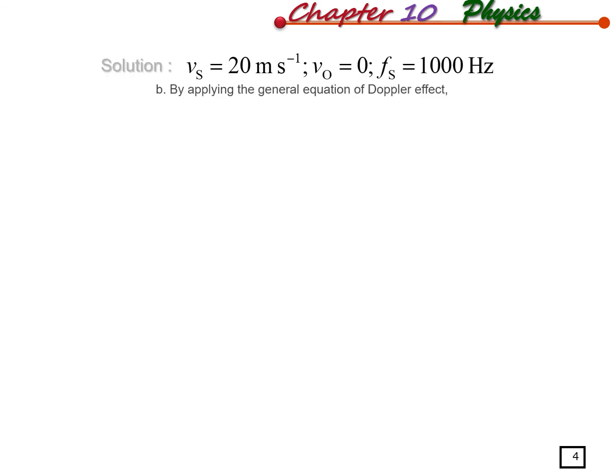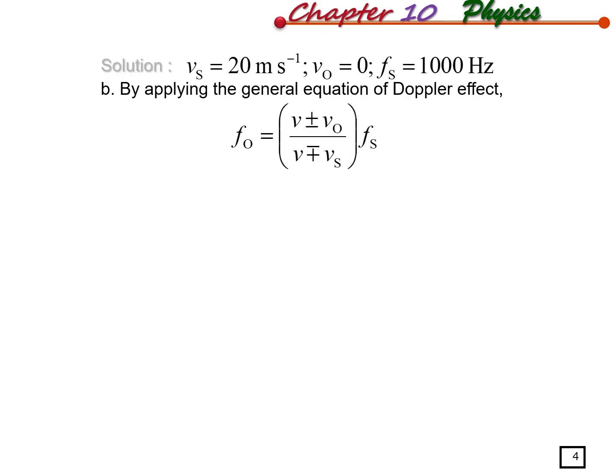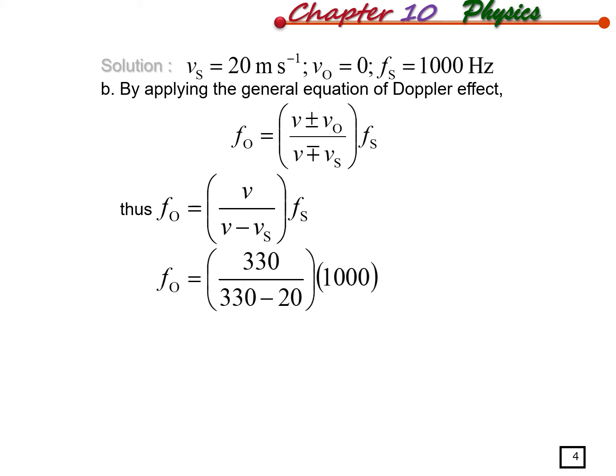And then for question B, applying the general equation, we have plus or minus VO over V plus or minus Vs, where VO represents the observer and Vs represents the source, and Fs will be the frequency of the source, and f is the frequency observed by the observer. For this case, the frequency heard will be equivalent to 1065.